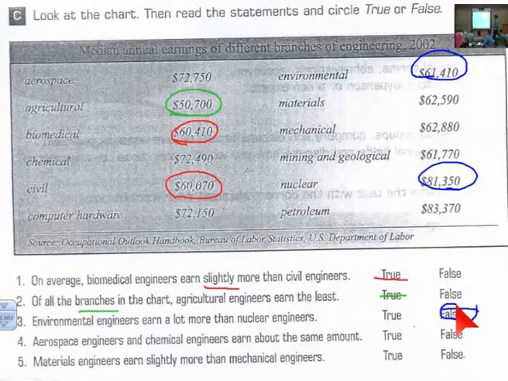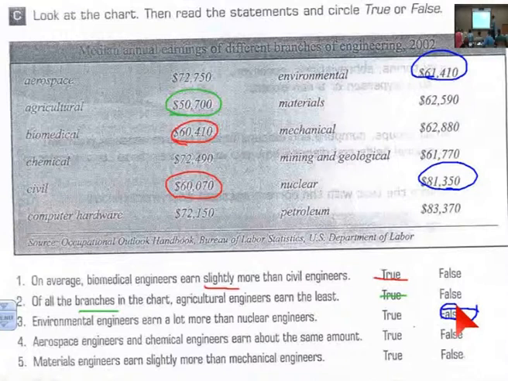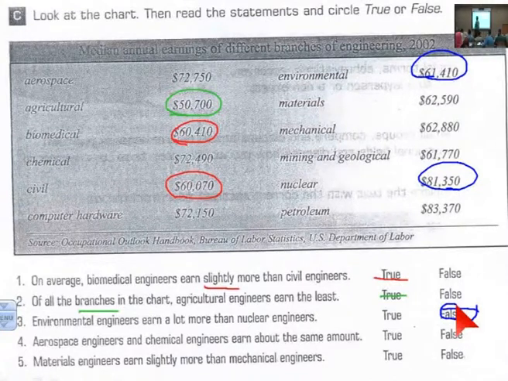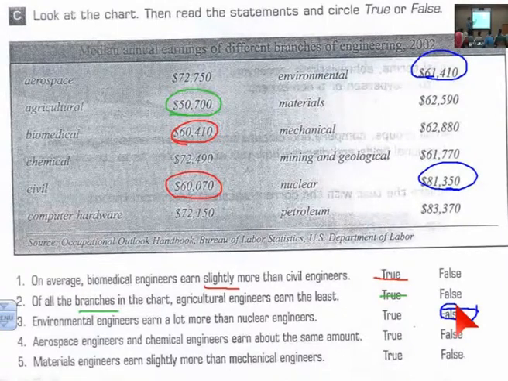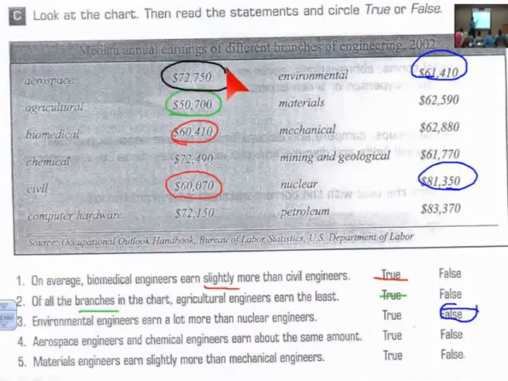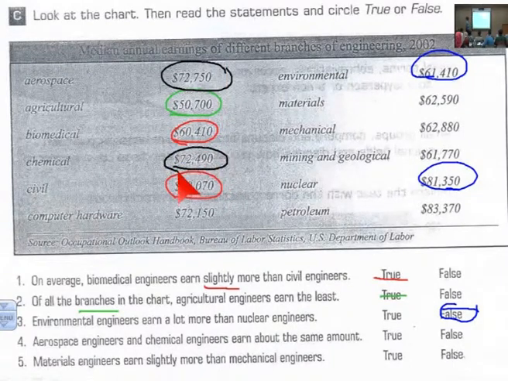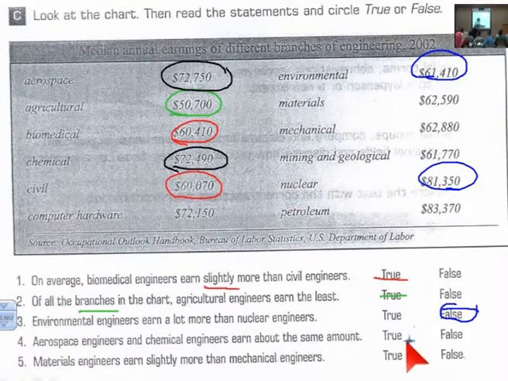Aerospace engineers and chemical engineers earn about the same amount. It's true. Let's see. Chemical. Here's. We must use another color. Aerospace. And we have chemical. Yeah. They are close. So close. Yani about the same. It is true.